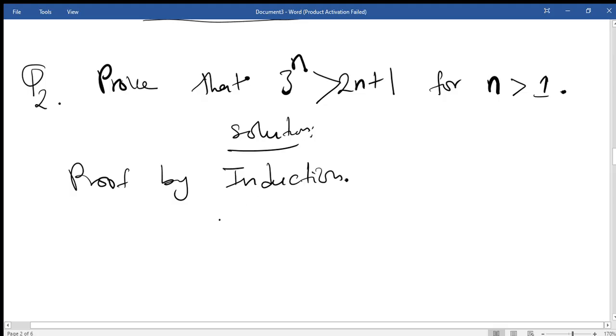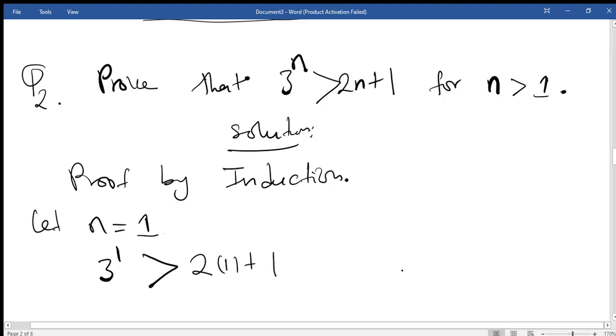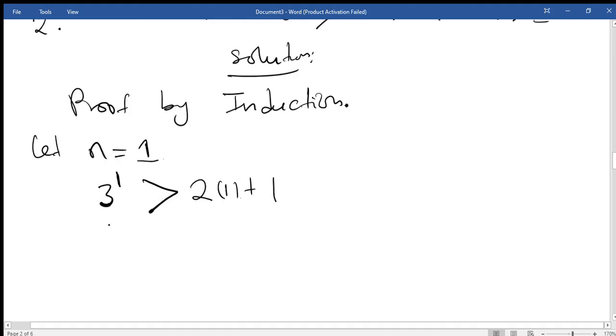So in the proof by induction, the first thing we are going to do, we let n be equal to what? 1. That's the base step. Let n be equal to 1. If I let n be equal to 1, what is my left hand side? We are going to have 3 power 1 on the left hand side. What is the right hand side? We are going to have 2 multiplied by 1 plus 1. Is it true? So this will be 3 greater than 2 plus 1, which is 3. This base step is giving us 3 equal to 3.